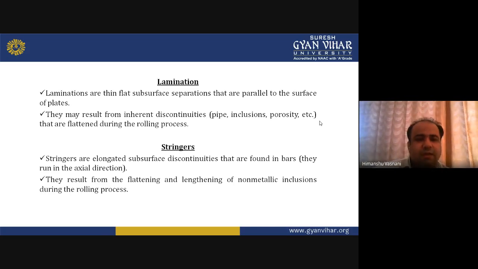Then stringers. Stringers are elongated subsurface discontinuities that are found in bars. They run in the axial direction and result from the flattening and lengthening of non-metallic inclusions during the rolling process. Apart from the previous seams that are normally found in bars, there is also some kind of discontinuity that you can see in the axial direction along the axis. So these stringers are there. Why do they happen? Because of unnecessary lengthening and flattening during the rolling process, these issues come.